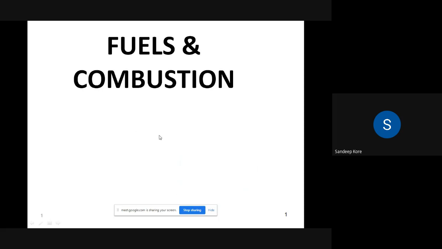So yes, all of you know the combustion chamber. What is the meaning of combustion chamber? Anybody of you? What is the combustion chamber? Sir, the area above the piston where combustion takes place, where the fuel is going to burn.